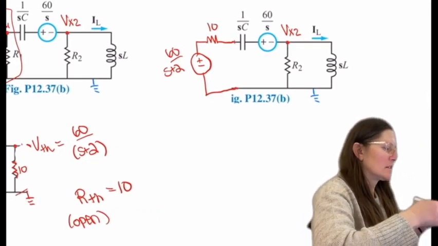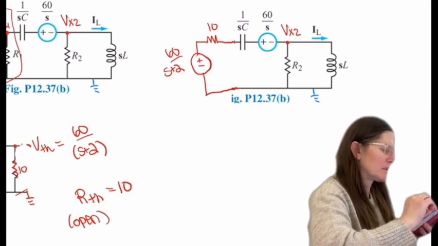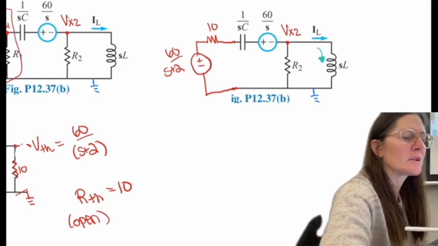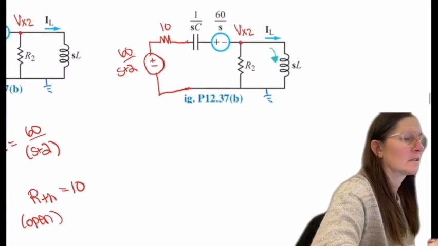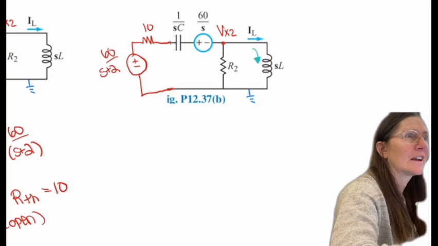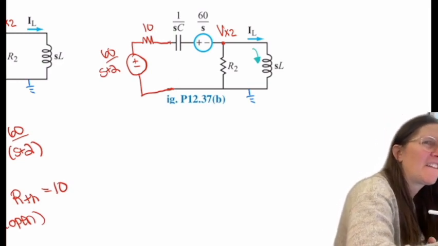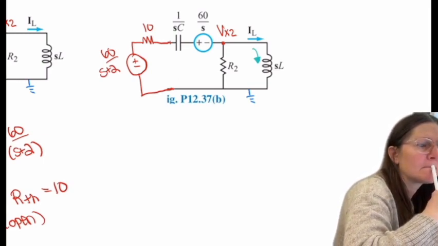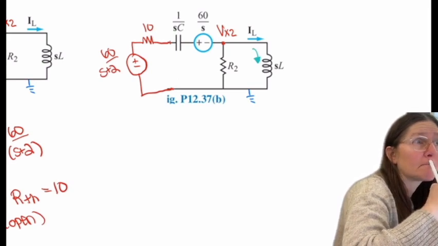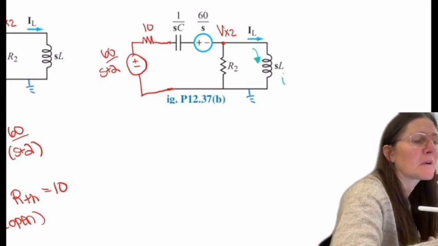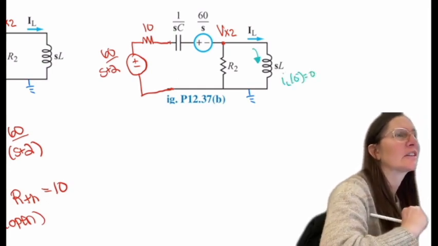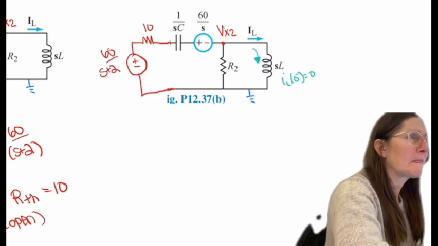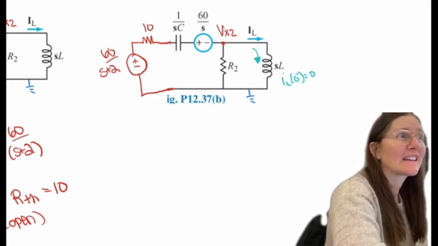And now I can write a node voltage equation for these. So this current will be... anyone? Why didn't we put a source with our inductor? Because IL 0 minus was 0. So that's why. All right, so this current is what?